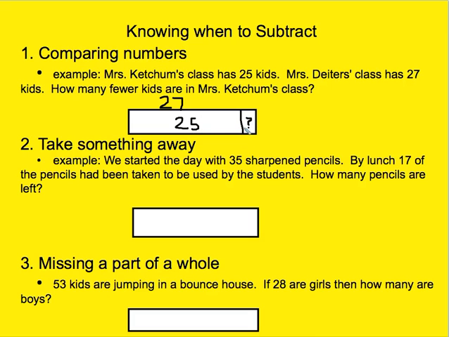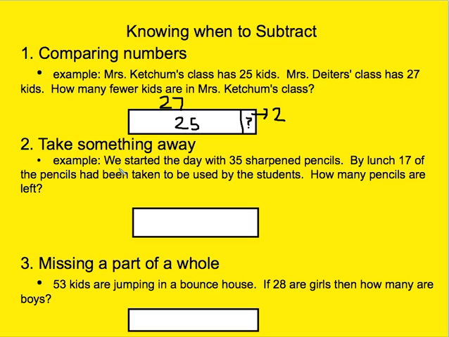To figure out that small section, I would take Mrs. Dieter's total class of 27, subtract out 25 kids, which would be equal to Mrs. Ketchum's class, and then that would help me to know how many were different. If you did the math yourself, you'd end up realizing that the difference is 2. Another situation where you're subtracting is when you're taking something away.